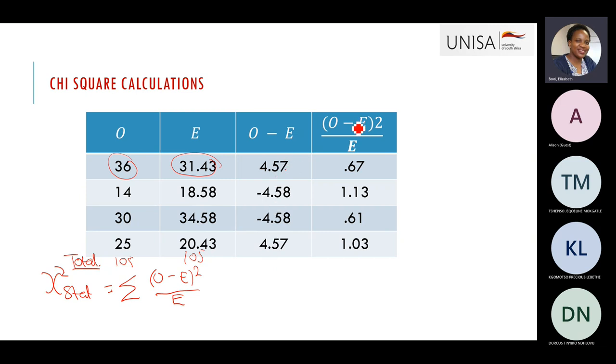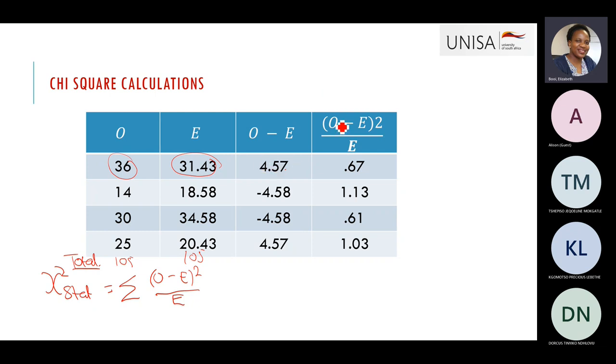But remember, the top means dividing each one by the expected. So it means we need to take this value, 4.57, multiply by itself again. So it will be 4.57, multiply by 4.57, divide that number by 31.43. And the answer you will get will be 0.67.